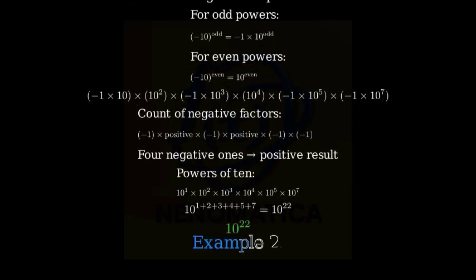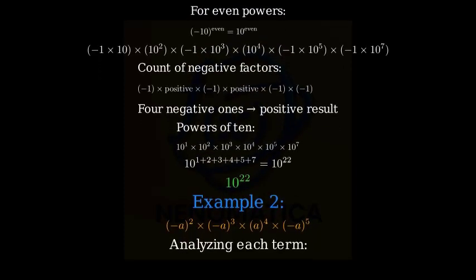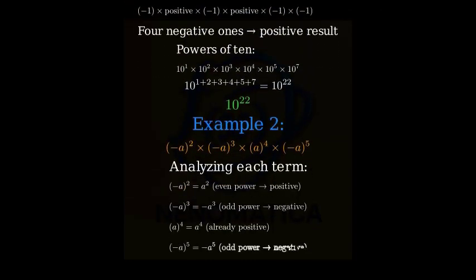We'll simplify the expression negative a squared times negative a cubed times a to the fourth power times negative a to the fifth power. Let's start by analyzing each term. For negative a squared, we know that when a negative is raised to an even power, the result is positive. So negative a squared equals a squared. For negative a cubed, since the exponent is odd, the result remains negative. For a to the fourth power, it's just a to the fourth. And for negative a to the fifth power, the exponent is odd, so the result remains negative.